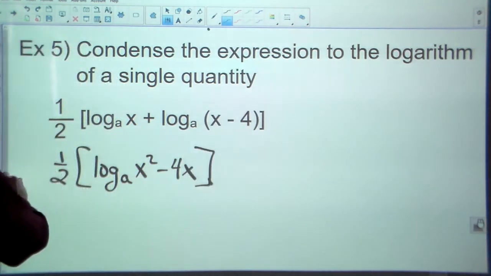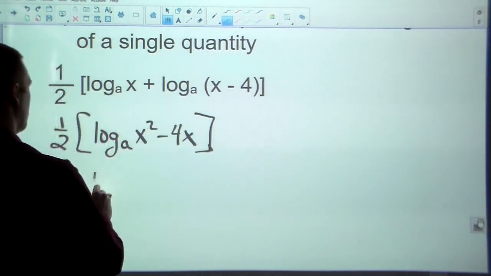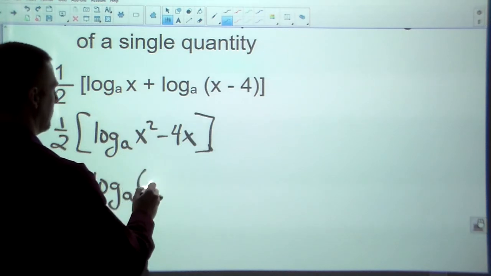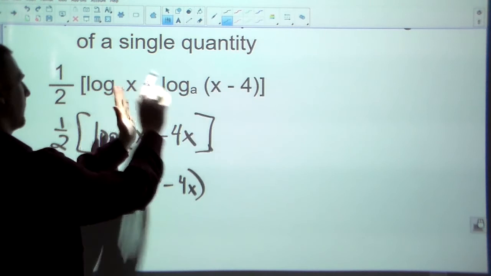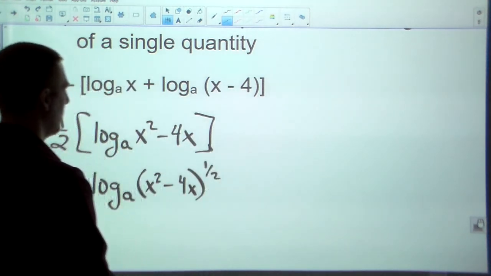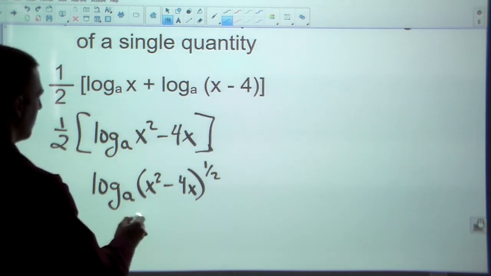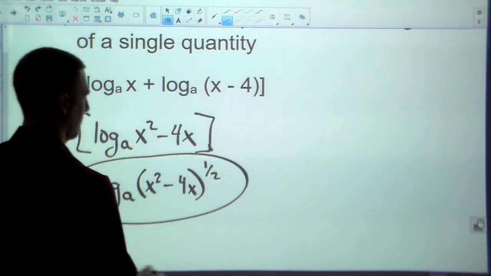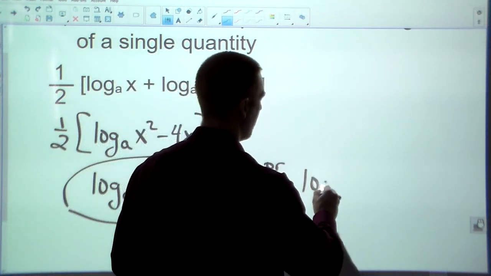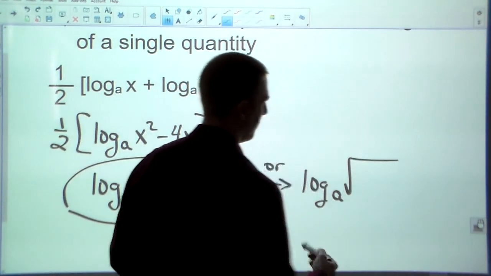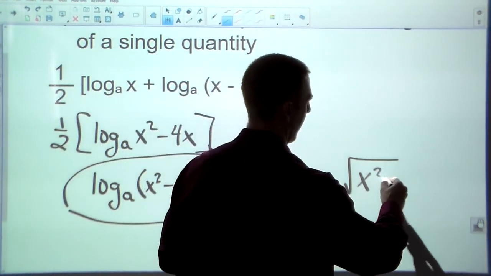All right, now we got 1/2 out front, which means that could be made an exponent. So log base a of x squared minus 4x, and then the 1/2 can be made an exponent of that. And really at that point, there's not much more to do. I'm good with that. If it makes you feel better, if you're one of those people that really likes radicals, you could do this. Some people really like to leave it this way, and if you do, it's fine. 1/2 power is a square root. So that would be x squared minus 4x under the radical.